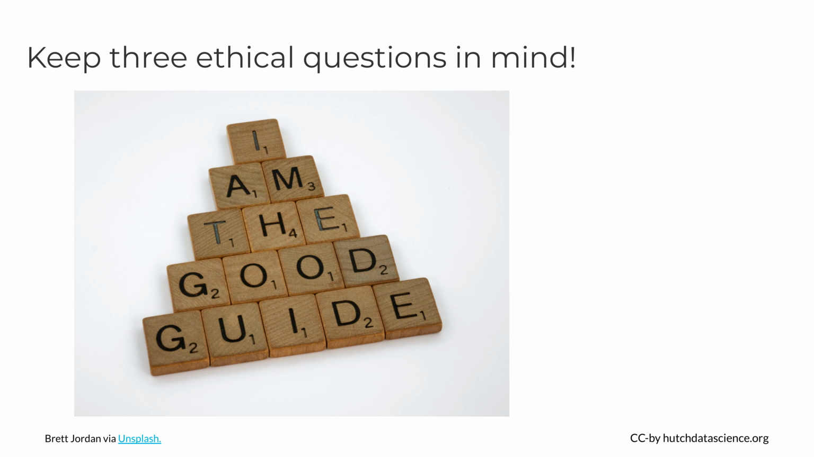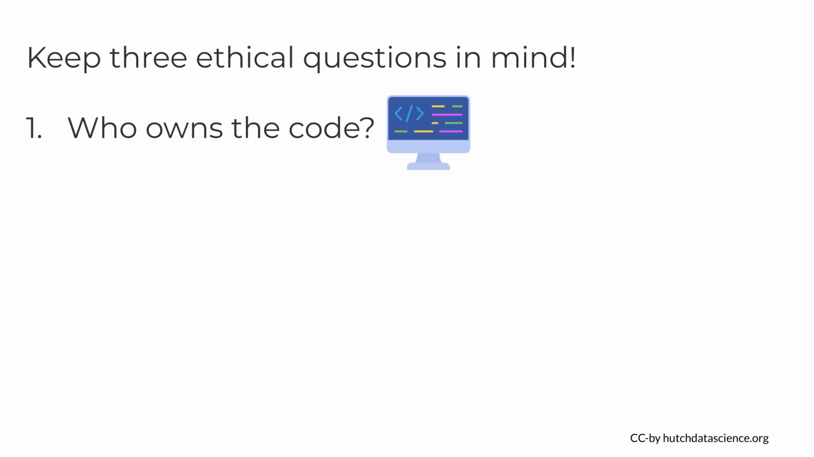In order to use AI ethically to understand code you didn't write, you should keep three questions in mind as a guide for making ethical decisions. First, who owns the code? If you are not the owner of the code, you should get permission from the owner before summarizing it.